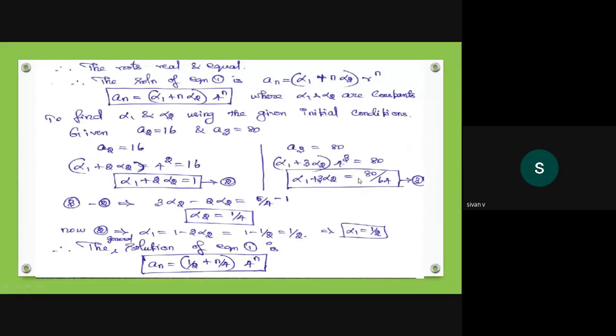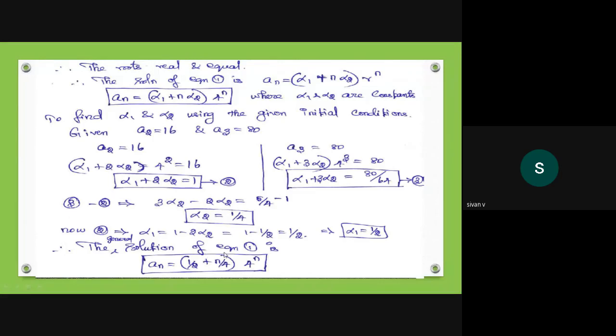If anything is possible, cancel here. Wherever the table cancels, you can solve it; otherwise keep it as it is and solve. Now solve equations 2 and 3 manually, by elimination method or substitution method. Elimination method is comfortable. So we get alpha 2 equal to 1 by 4, and substituting this alpha 2 in any one of equations 2 and 3, we get alpha 1 equal to 1 by 2.